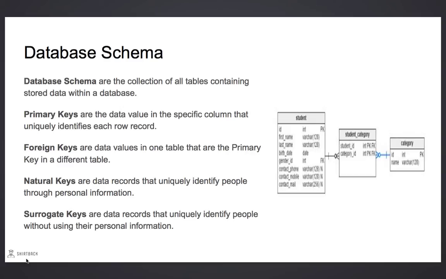Foreign keys are data values in one table that are the primary key in another table. Natural keys are data records that uniquely identify people through their personal information. Surrogate keys are data records that will uniquely identify people, but that do not use any of their personal information.